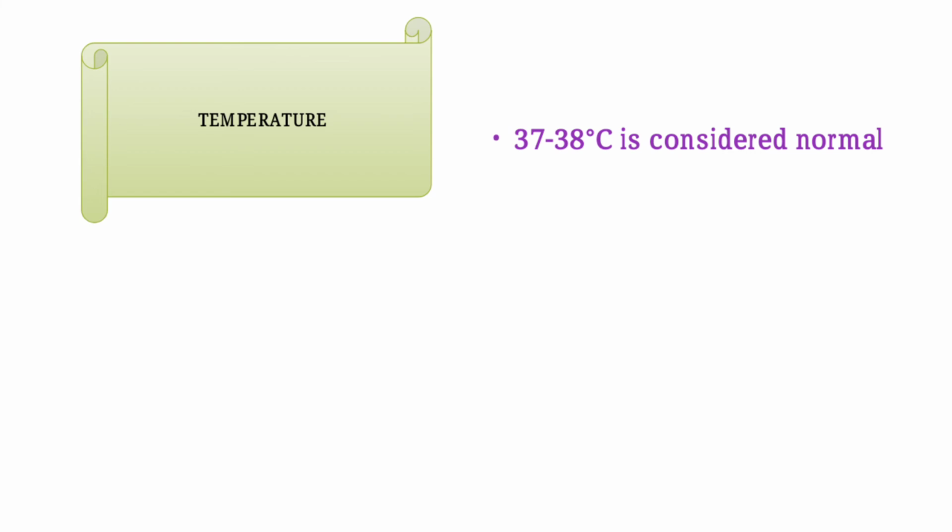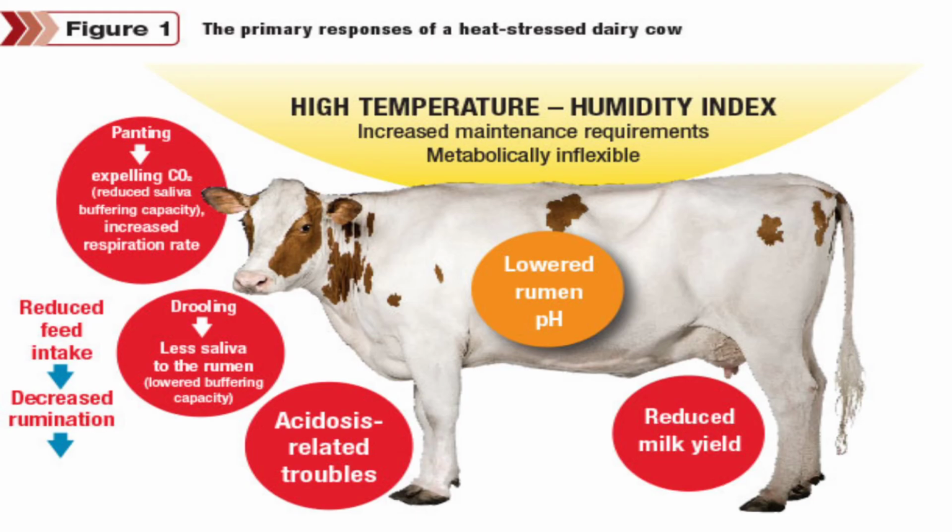Temperature of the cattle at 37 to 38 is considered normal, while above or below this influences the production or the physiology of the animal. Let us see what high temperature with humidity indicates. There may be panting, expelling carbon dioxide, reduced saliva buffering capacity in the rumen, and increased respiratory rate, which results in drooling.